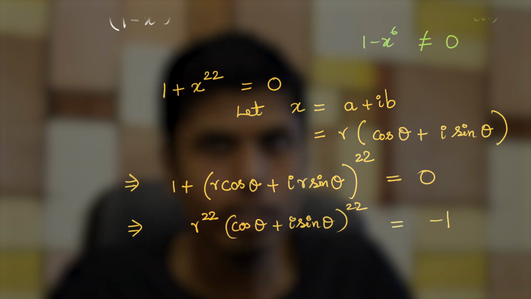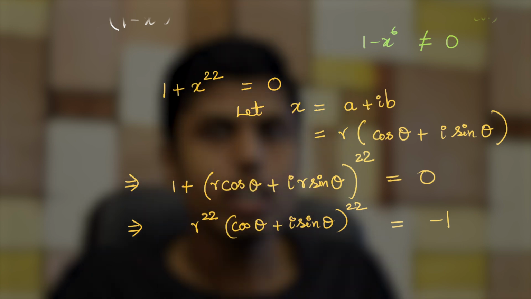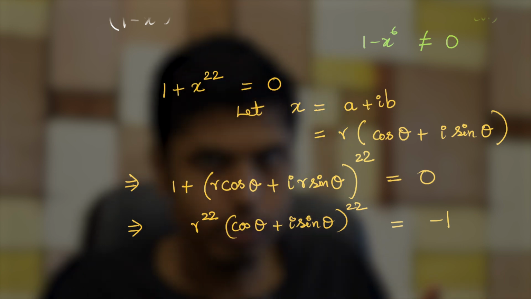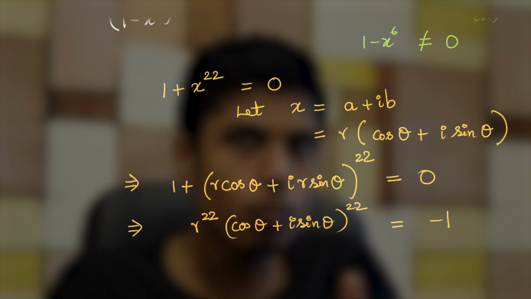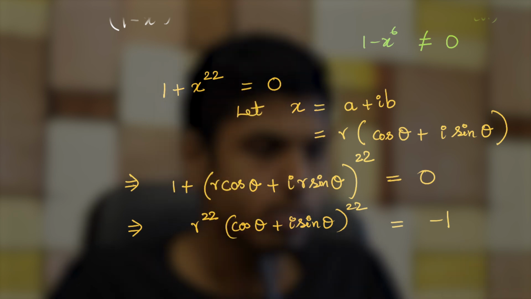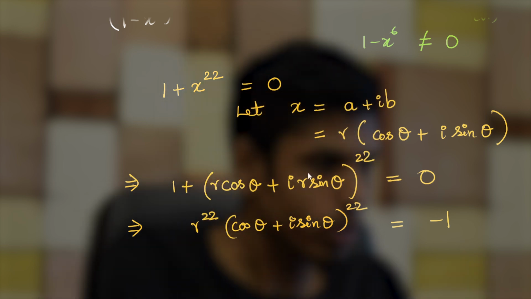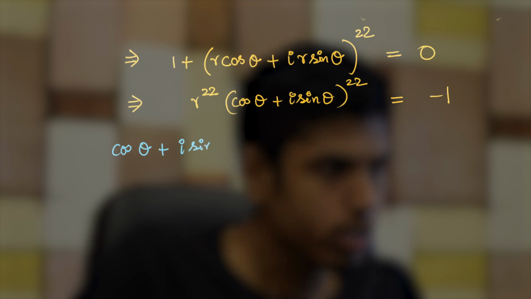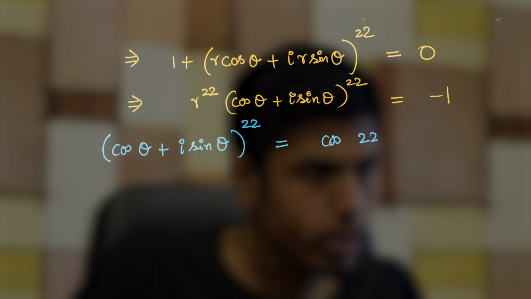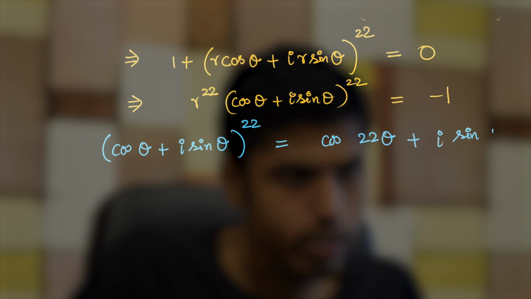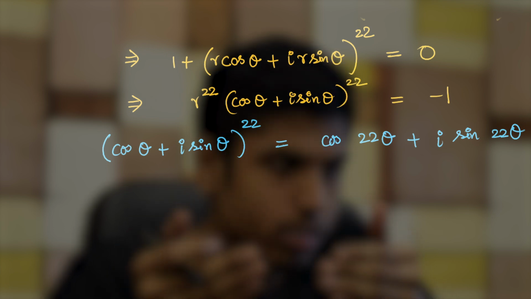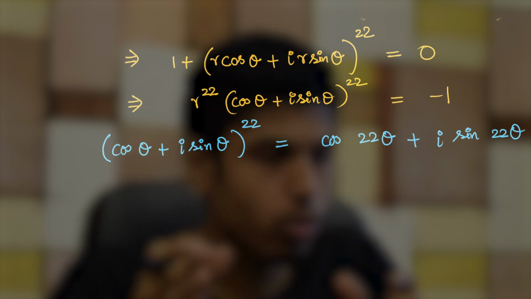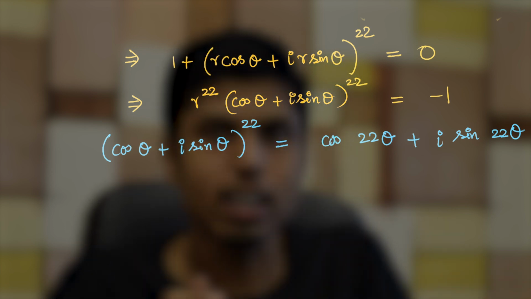This is where we are going to invoke de Moivre's theorem. If you are not aware of de Moivre's theorem, I recommend you go back and learn it from a previous video that we did. I will briefly tell you what this theorem states: (cos theta plus i sin theta) whole power 22 equals cos 22 theta plus i sin 22 theta. So it brings the exponent on cos theta plus i sin theta to its angle.